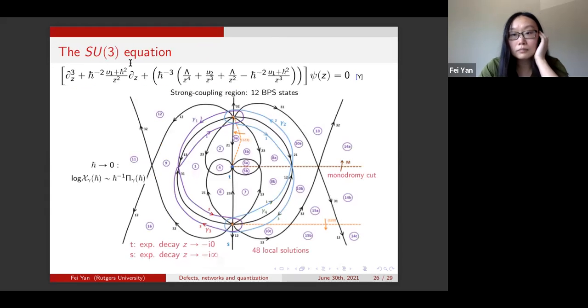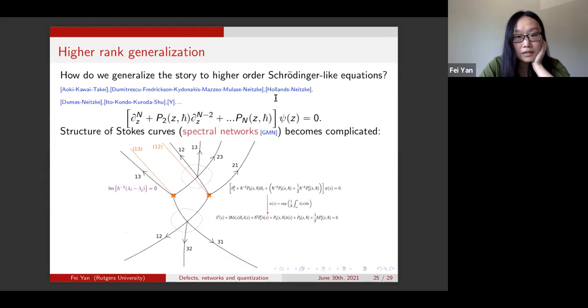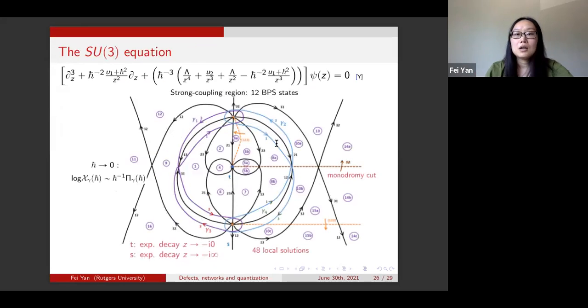So for example, there are many people who have studied different kinds of problems and made different progress in this field. I will just talk about a very simple example, which is this third order differential equation understood as a quantization of the Seiberg-Witten curve for the N=2 SU(3) super Yang-Mills, where the classical curve is realized as a triple covering of CP1 with 2 irregular singularities. I show you a sample Stokes curve which appears in the strong coupling region of the theory with 12 BPS states, and they look roughly like this.